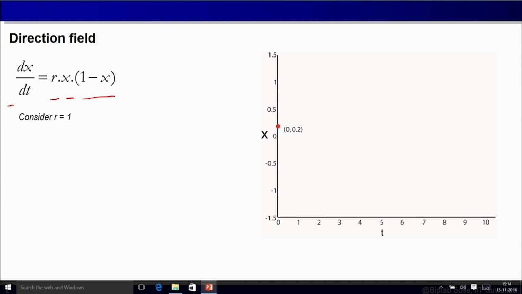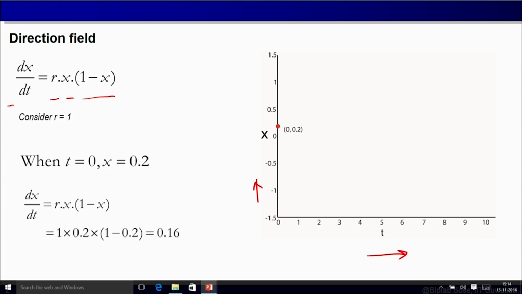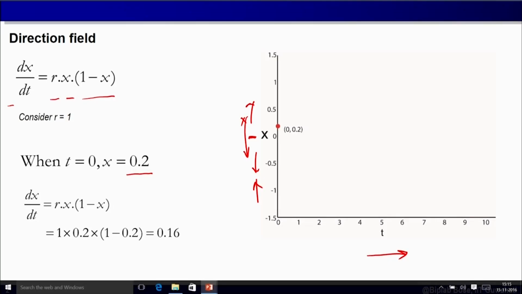The first thing I do, I plot time t on the horizontal axis and x on the vertical axis. Let us take a time point, for example t equal to 0, and at that time let us consider x is equal to 0.2. Notice one thing in my plotting region: although x can never be negative, I have also shown negative values of x on this vertical axis. So 0 is here, positive values are in this direction, negative values are in this direction. I have drawn this so that when I draw the direction field, some interesting phenomena we can see here.